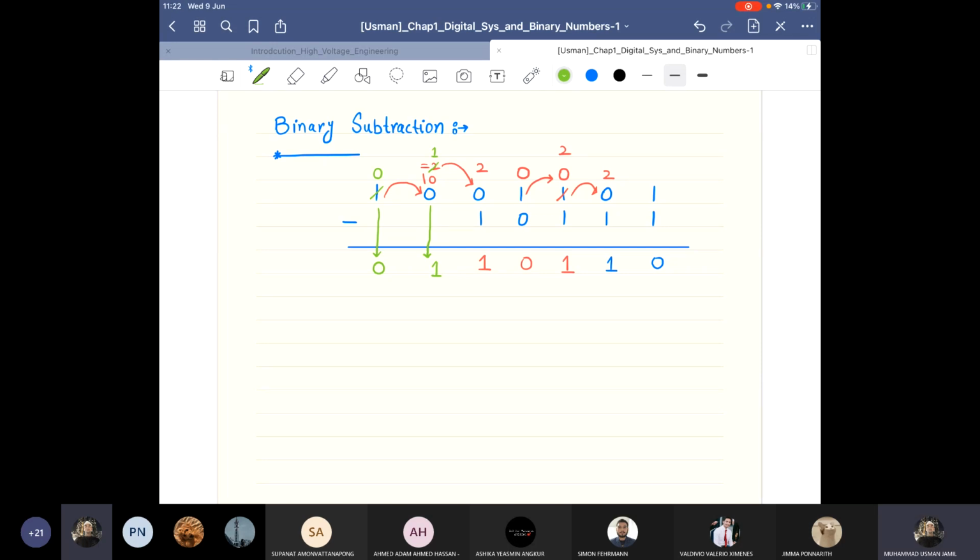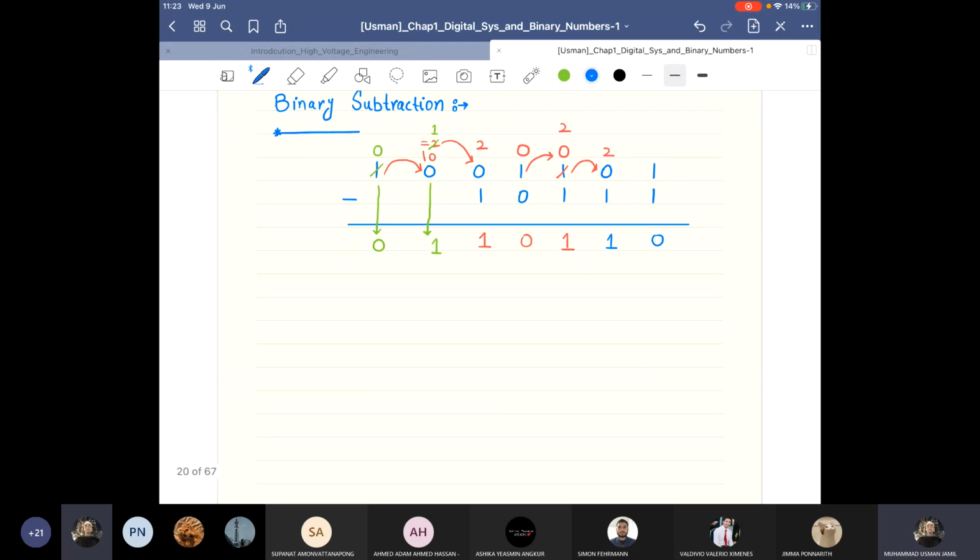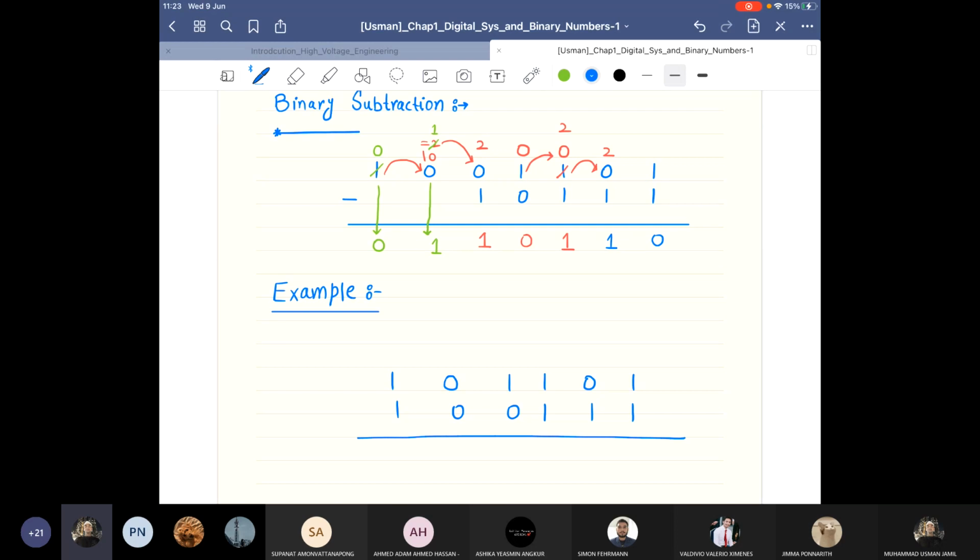So this is the binary subtraction. Now, if you want another example, we can take another one here. The other example is 1 0 1 1 0 1, and we subtract from it 1 1 1 0 0 1. And we have to do the subtraction.